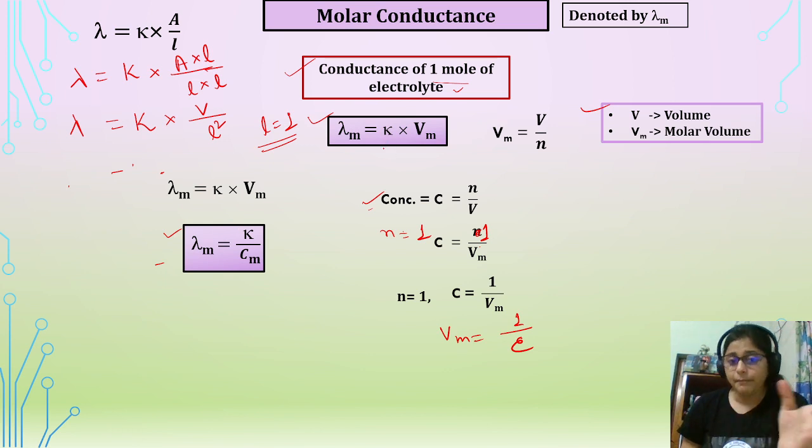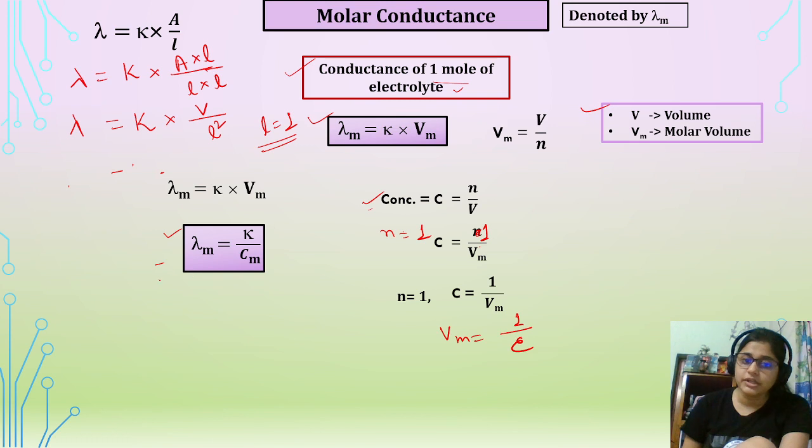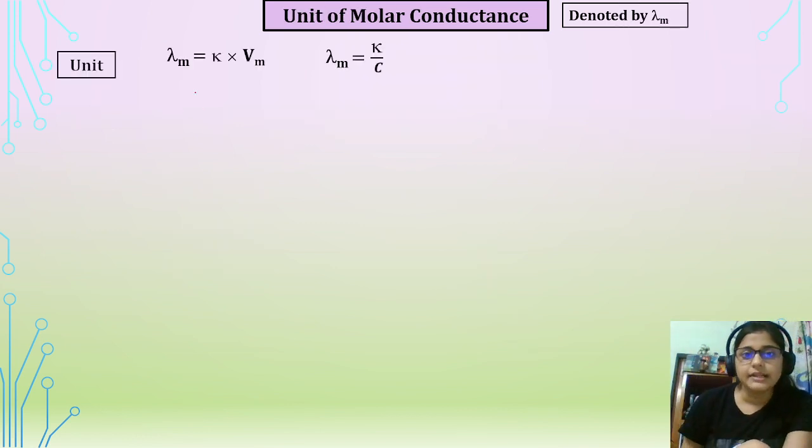So these two you have to remember. One is kappa into molar volume, and from the molar volume, when we consider the concentration term, we saw that the concentration is equal to 1 by Vm. We put the value and got this expression also: kappa by Cm, meaning molar concentration. Now the unit of molar conductance.